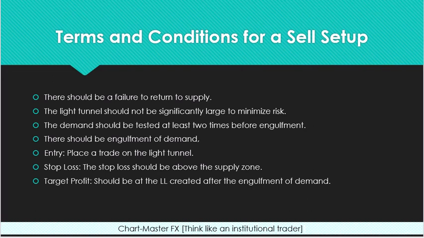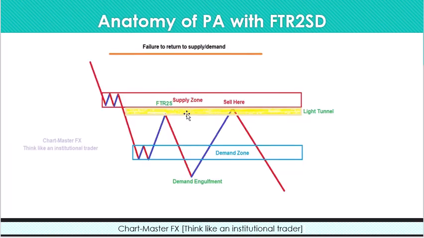So there should be a failure to return to supply, as you have seen previously, that a failure to return to supply must be there. That's one of the conditions that you must be having. And the light tunnel should not be significantly large, to minimize risk. So this is what we are saying, guys, that as you can see, when the price failed to come to supply zone, our light tunnel is not significantly large, and this is one of the conditions that you need to make sure has been met.